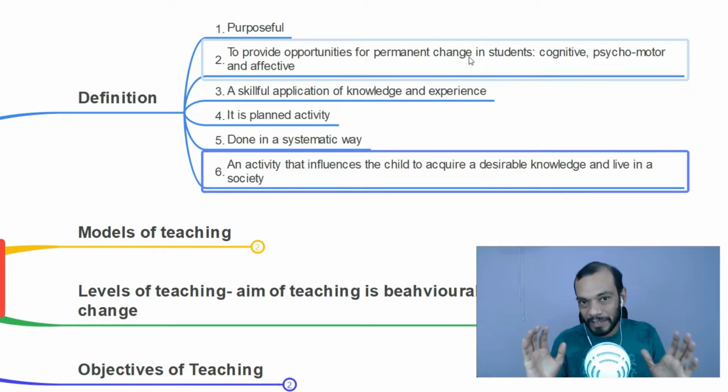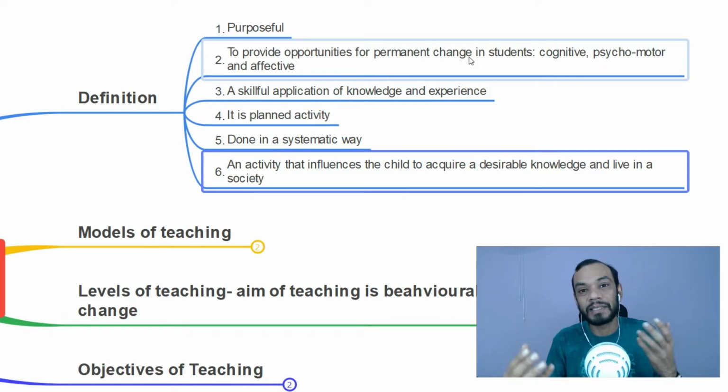There are 6 principles of teaching. The first one is it's a purposeful activity, which I need not have to tell you. Second one, the most important thing in teaching is it is done to bring changes in the learner. 3 types of changes, which is cognitive, psychomotor, and affective. Cognitive means at knowledge level, psychomotor means skill level, and affective means emotional level. So the end of teaching is to make somebody useful for the society.